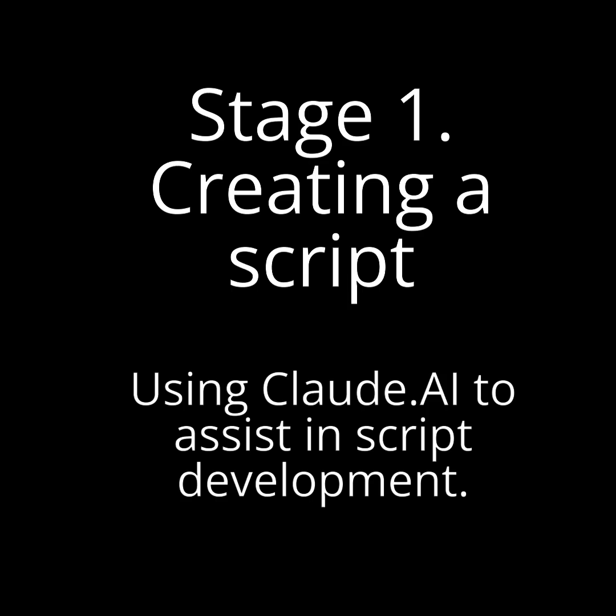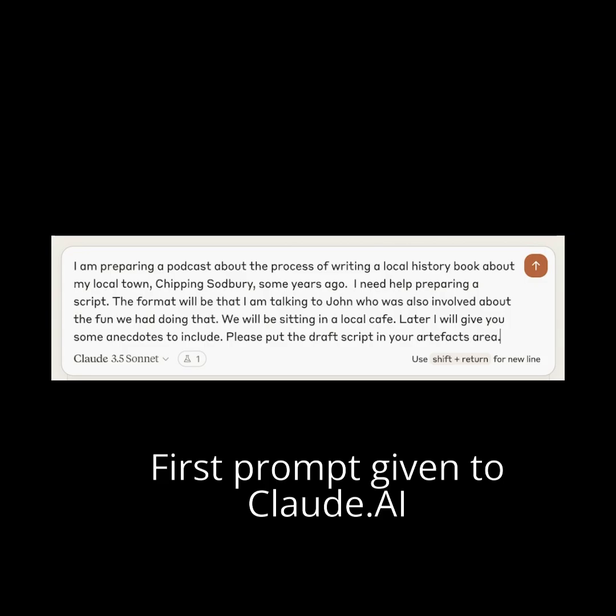Our first use of AI is to use a powerful AI tool called Claude. At the moment, this allows some free use. Jane prepares a prompt. She writes, "I am preparing a podcast about the process of writing a local history book about my local town, Chipping Sodbury, some years ago. I need help preparing a script. The format will be that I am talking to John, who was also involved about the fun we had doing that. We will be sitting in a local cafe. Later, I will give you some anecdotes to include. Please put the draft script in your artifacts area."